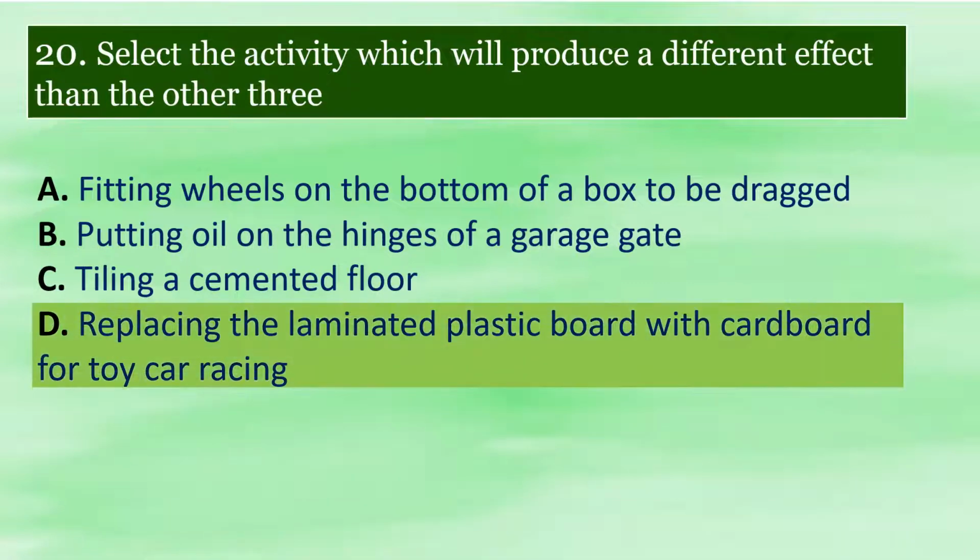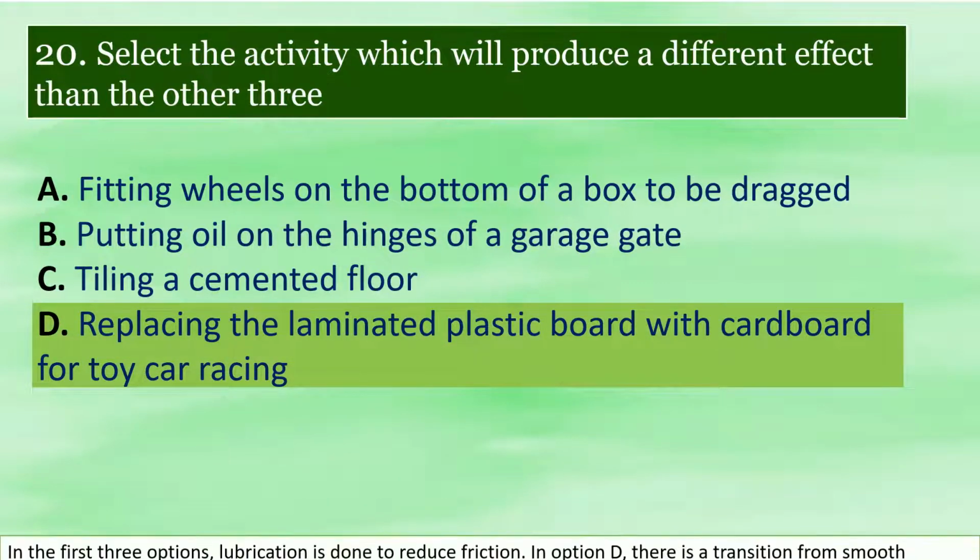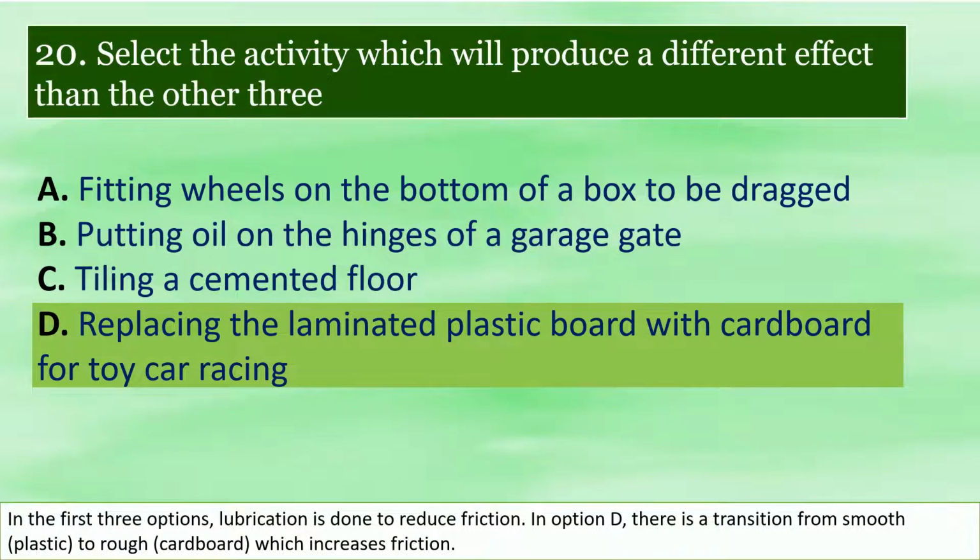The answer is option D. In the first three options, lubrication is done to reduce friction. In option D, there is transition from smooth to rough.